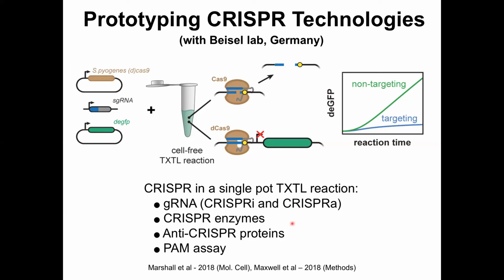We are also writing papers on CRISPR activation. We have shown CRISPR inhibition or interference. We have worked with James Carothers at UW here to show that CRISPR activation works very well. Almost all the CRISPR enzymes that we tested, they work. Anti-CRISPR proteins, they work very well. And we can also do PAM assays. That's it. So everything works very well with CRISPR technology in TXTL.